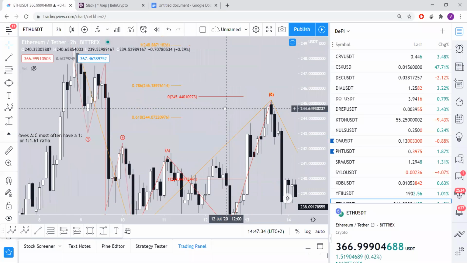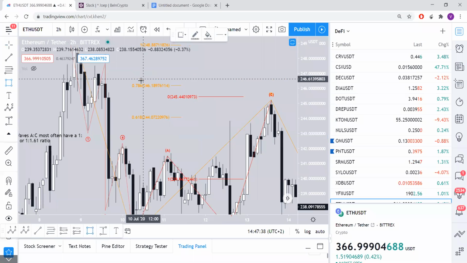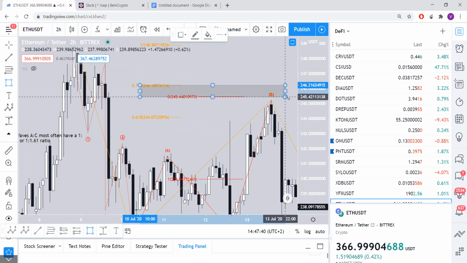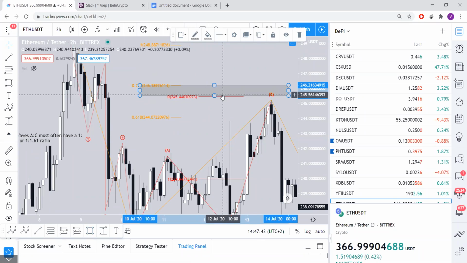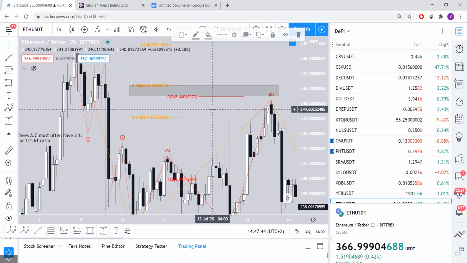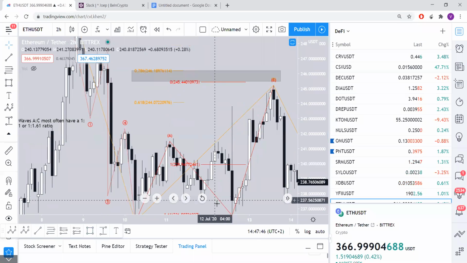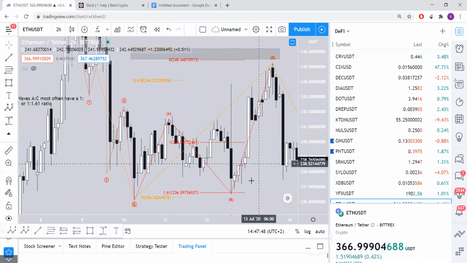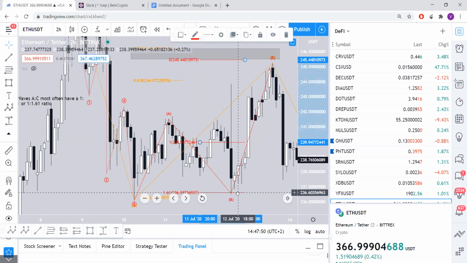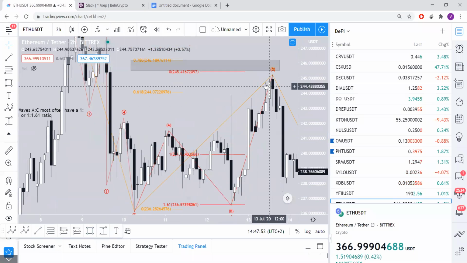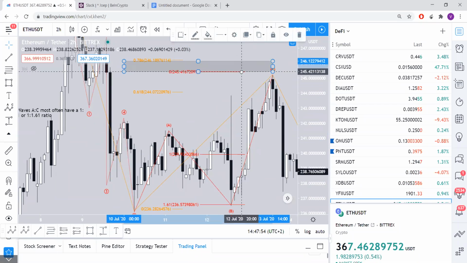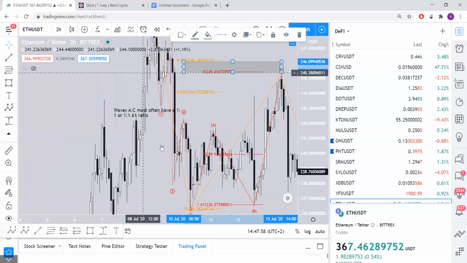Now here, truthfully, I would have probably tried to sell around here. This would have been my main target because there is some confluence, right? You have the 1.61 of the red wave A. Oh, it actually goes lower. So you would have picked the exact top. 1.61 of wave A and the 0.786 of the previous one.